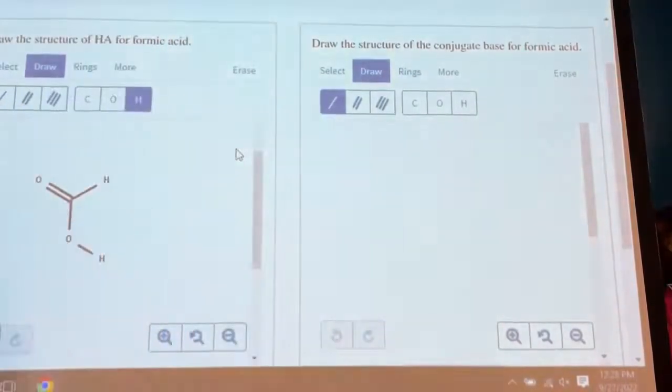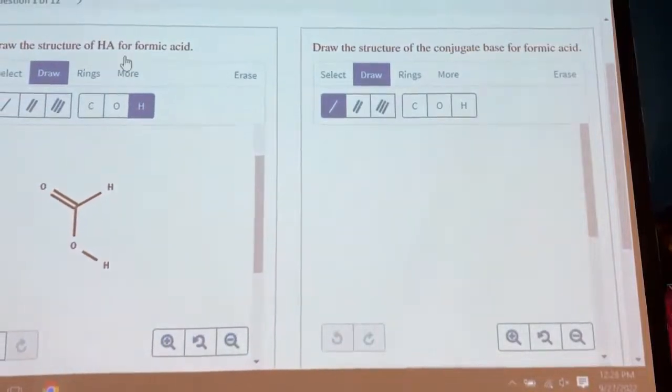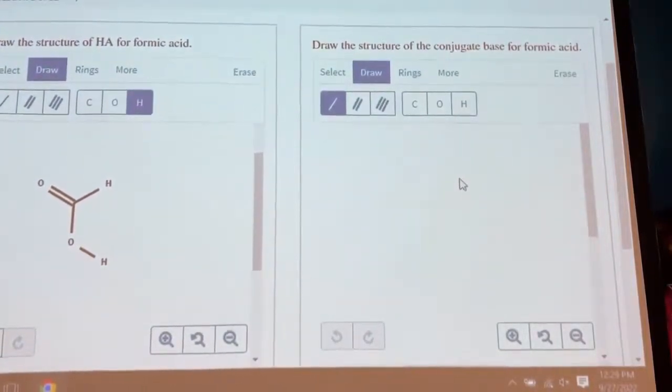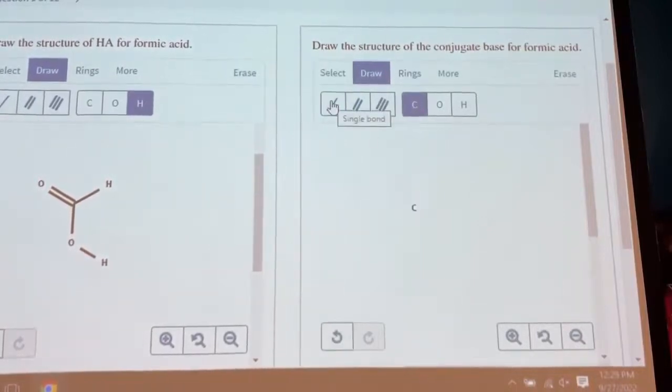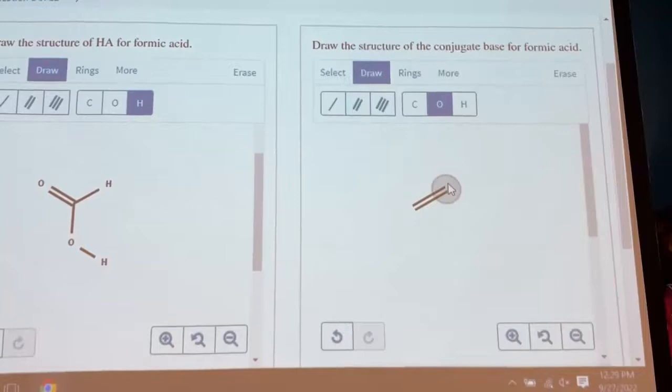I wish you could just copy this and paste, but how did we start? We started with a carbon, then a double bond. Let's put the oxygen. I know you're not having fun. I'm having all the fun here. Hydrogen, and then single bond, oxygen, and then I have no idea how to put the negative sign.